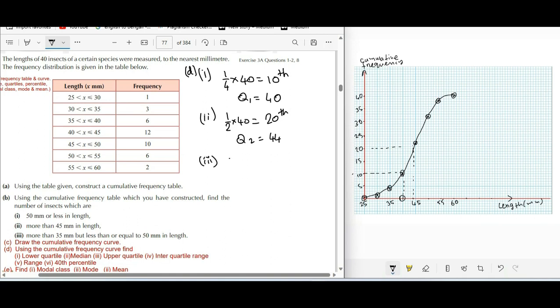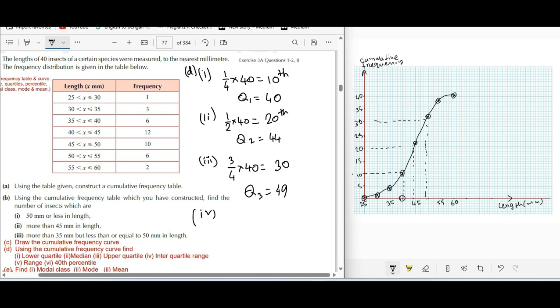and upper quartile is the value that exists in 75% of the data. So this would be 30, so Q3 is approximately 49. These values can vary since these are approximated values.